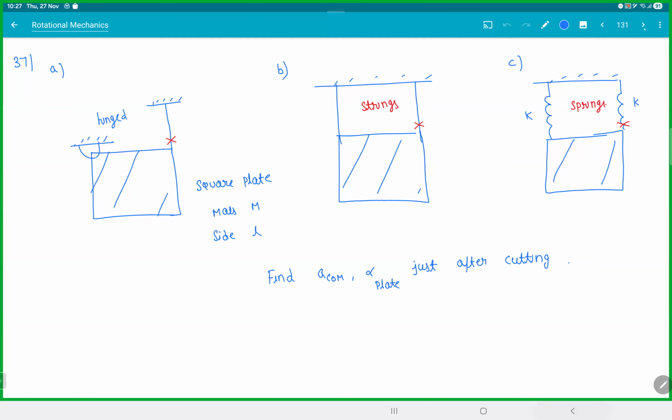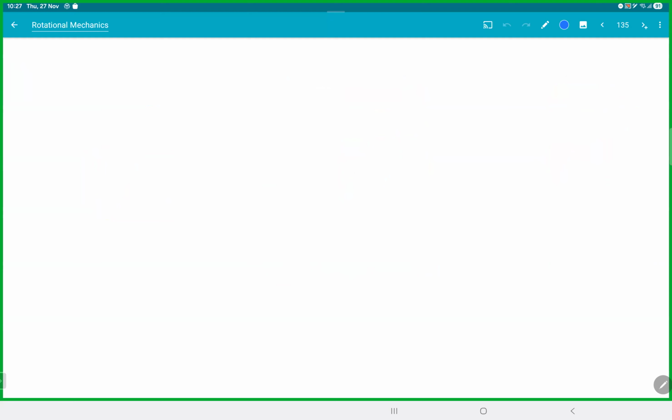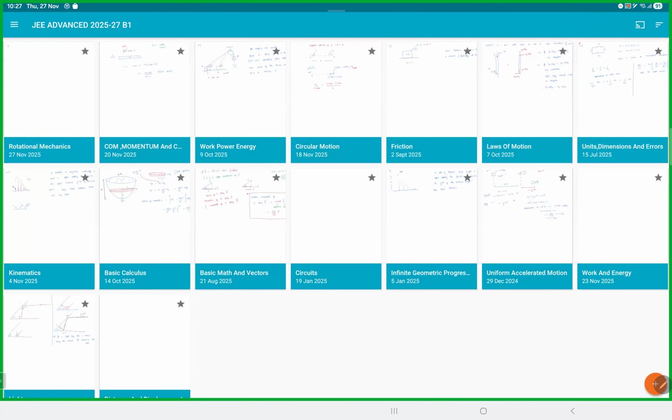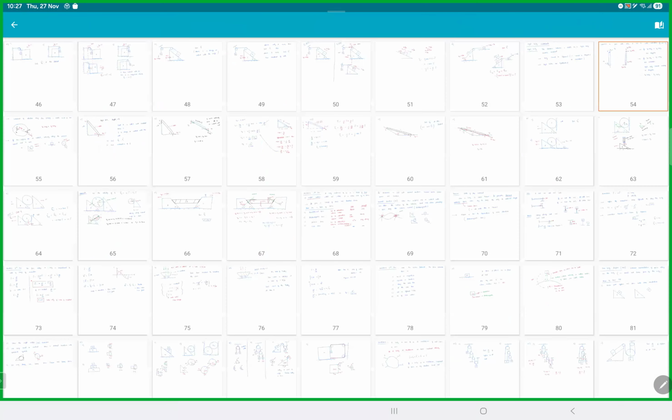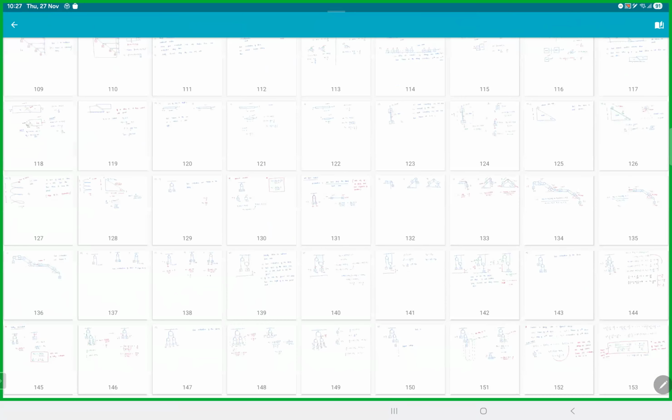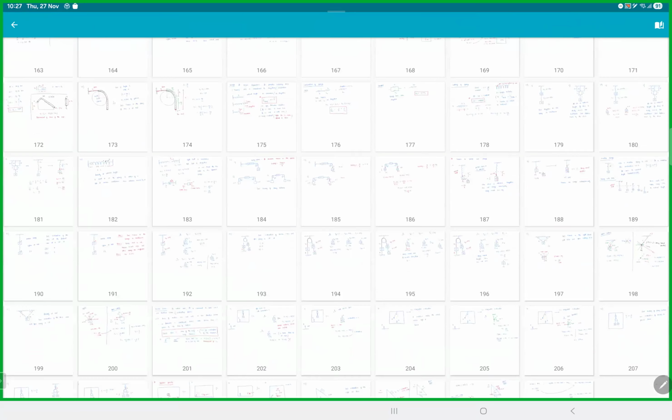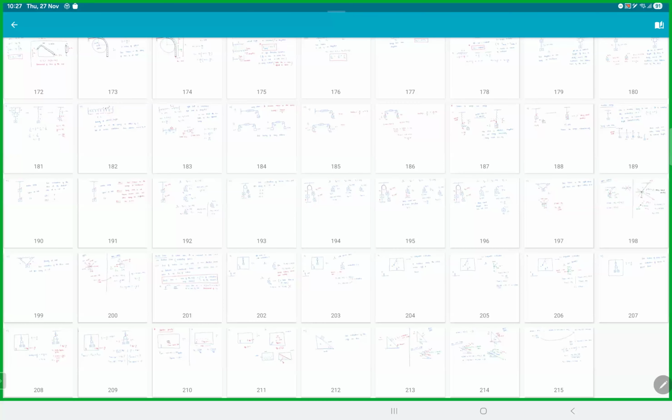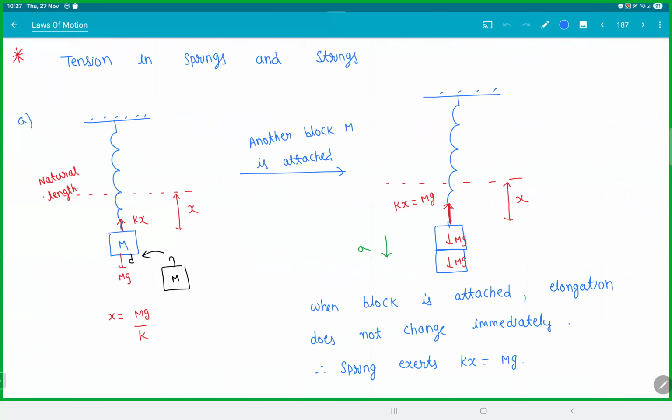Let's see. Do you guys remember the difference between a string and a spring? In a string, the tension can change suddenly, whereas for a spring, it takes time. And this argument, we discussed in detail in laws of motion. This was an important discussion, tension in springs and strings.